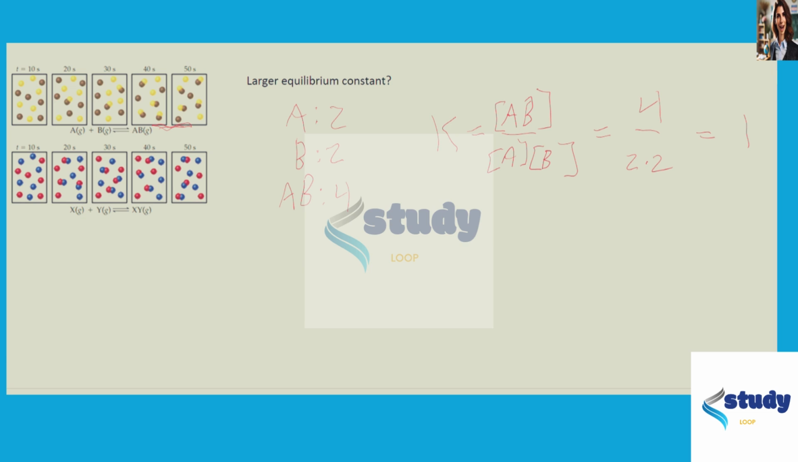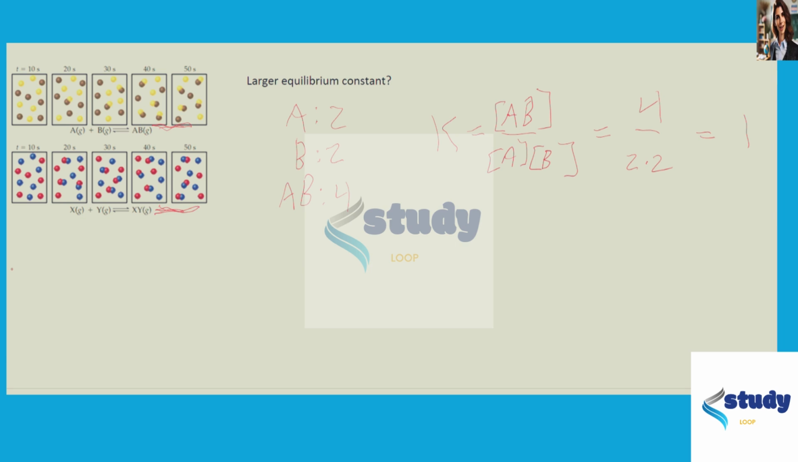Now let's look at the bottom reaction. Here we once again start off as all separate atoms, with our X we could let be red, and Y let be blue. And once again, by the time we get to the end of the reaction here, we see that we have the same state at both 40 and 50 seconds. In this case, there are 3 red, 3 blue, and 3 of the product, XY.